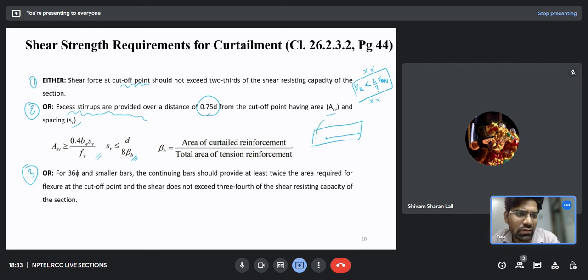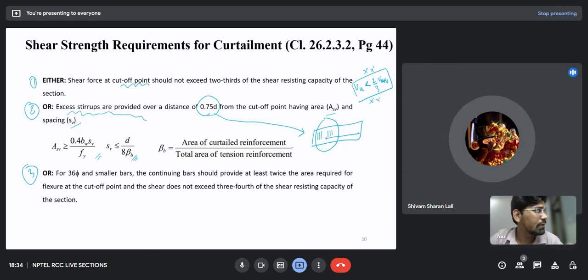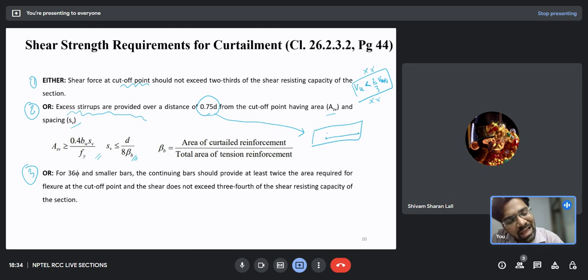So now I have a question for you. Should I provide the reinforcement towards the support by a distance of 0.75d, or should I provide the extra shear reinforcement towards the mid span up to a distance of 0.75d? What do you think? Towards the support, why? Because there the percentage of longitudinal steel is less. Okay, that's fine. Yeah, I agree, the percentage of steel is less.